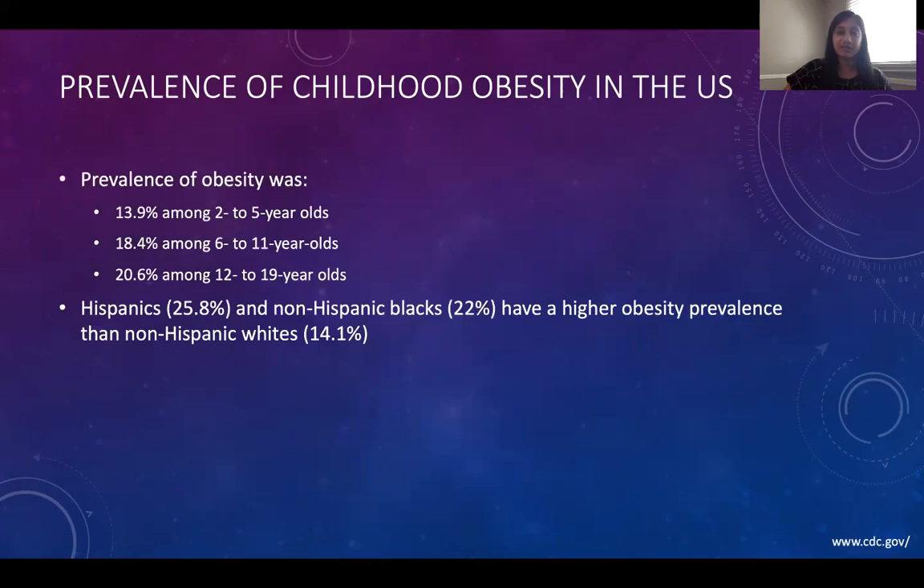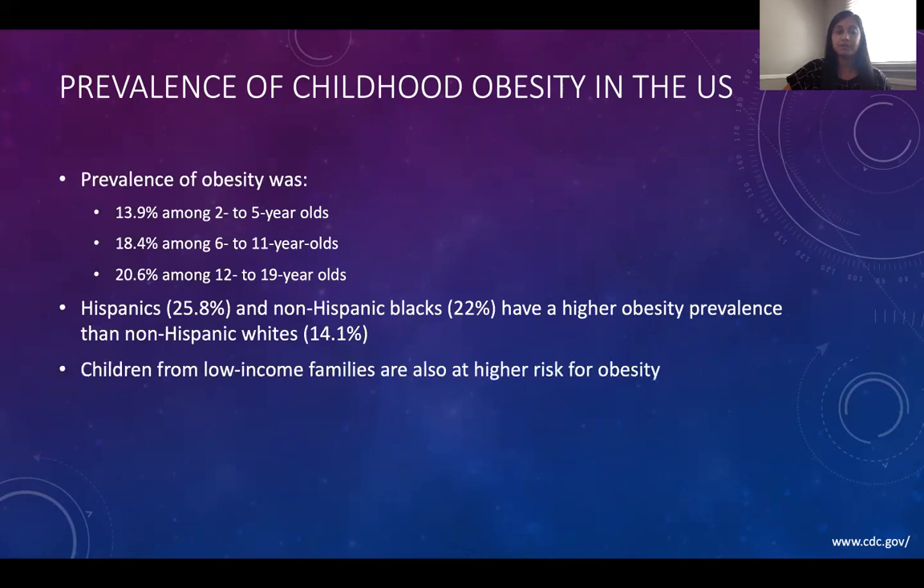You can also further classify it or break it down into race. So Hispanics and non-Hispanic Blacks have a higher obesity prevalence than non-Hispanic whites. And you can see by the percentage breakdowns that it's at least over 20% versus under 15% for non-Hispanic whites. And it is also true that children that come from low-income families are also at a higher risk for obesity.